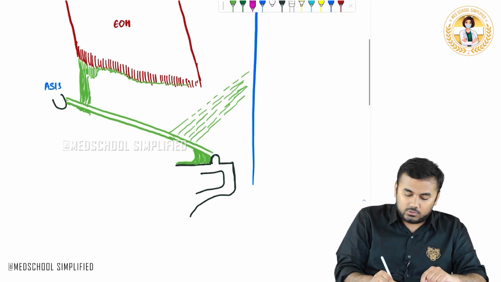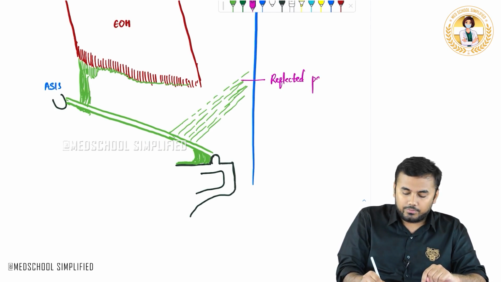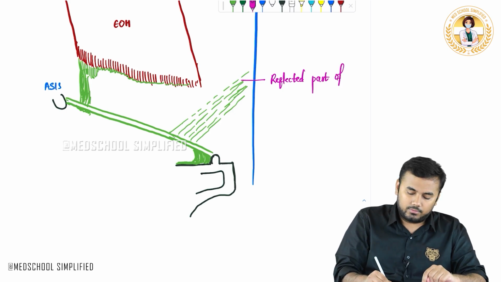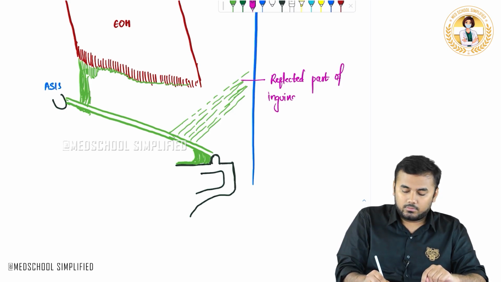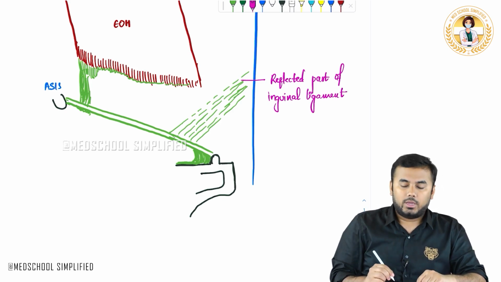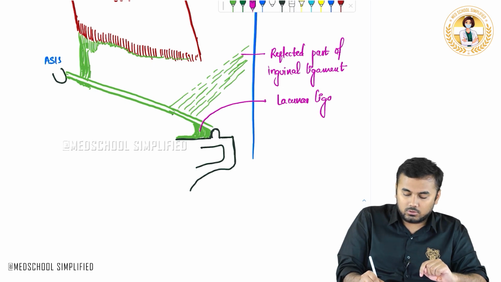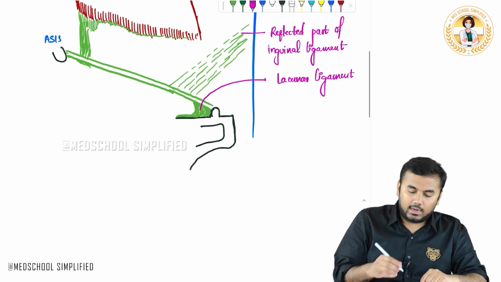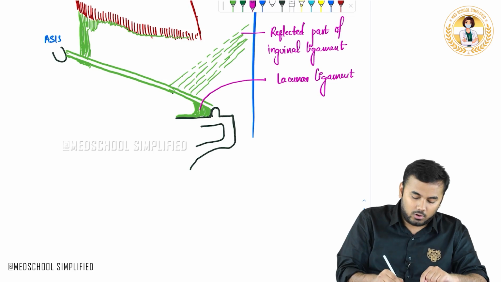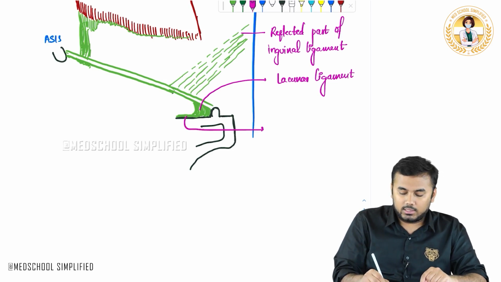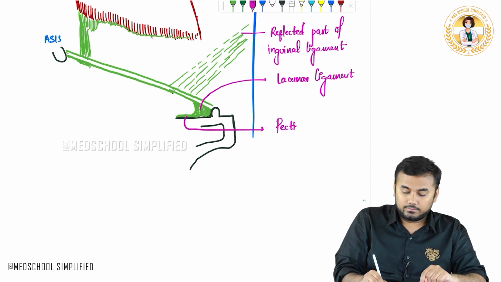So this one over here is called the reflected part of the inguinal ligament. And this one over here is called the lacunar ligament. The lacunar ligament together at the base forms this ligament over here, and this is called the pectineal ligament.